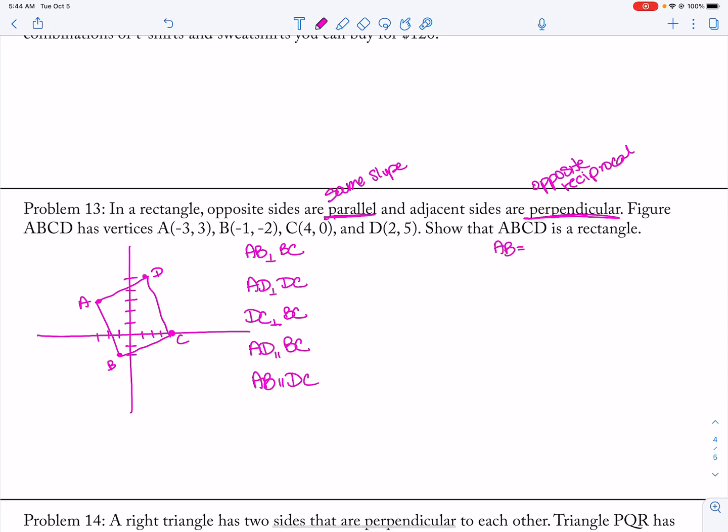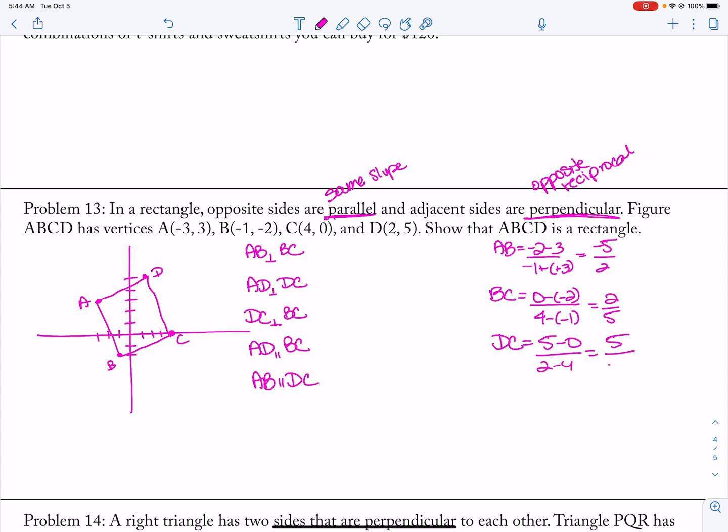So A to B is -2 minus 3 over -1 minus -3. So this is -5 over 2. Okay, and then B to C will be 0 minus -2 over 4 minus -1. So this gives me 2 over 5. And then C to D, so DC is 5 minus 0 over 2 minus 4. So this gives me 5 over -2. And then the last one was A to D. So 5 minus 3 over 2 minus -3. So this gives me 2 over 5.